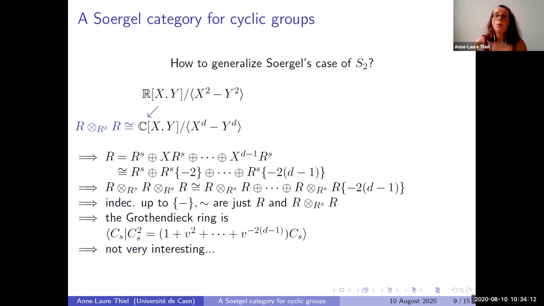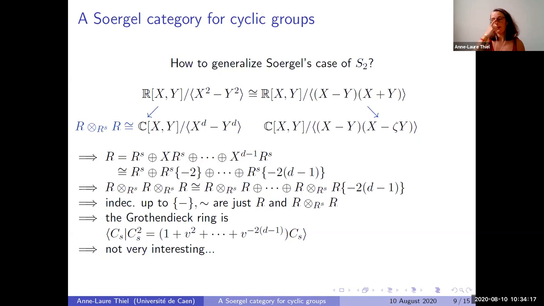Okay, so in the case of S2, my reflection was acting on my one-dimensional representation by multiplication by minus one. So x squared minus y squared was x minus y times x plus y. So why don't I just consider complex polynomials in two variables now? And I consider them modulo x minus y times x minus theta y. Fair enough.